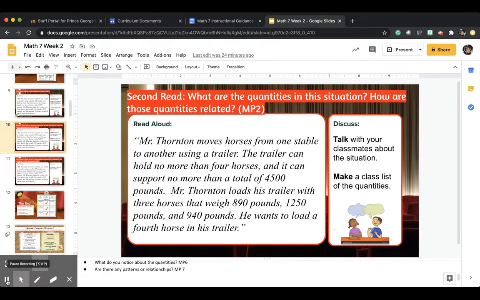Now that one of your classmates has had the chance to read the situation to you all, I want you guys to drop in the chat what are some of the important quantities that you noticed from the context of this problem. Now remember, quantities don't just have to be numbers, they can be units of measurement, they could be things that are pertinent that's going to help us solve this problem. So let's take about 1 minute to drop any of the important quantities in the chat.